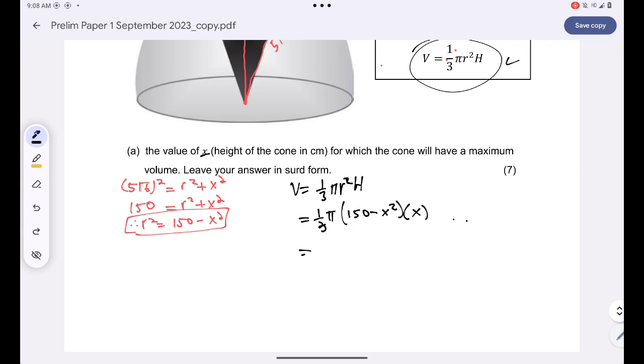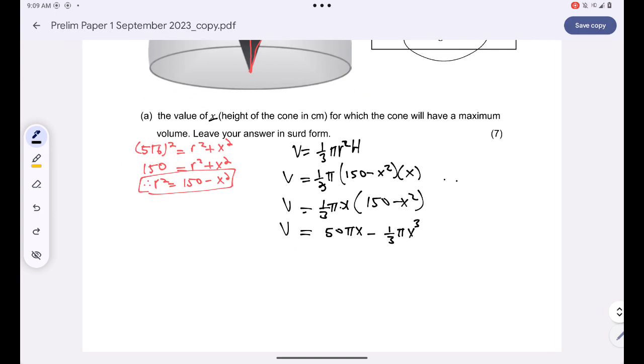Now all I have to do is to simply multiply out the brackets. Before I do that, let me just make it a bit simple. Let's multiply this thing by x first. I'll end up having 1 over 3 pi multiplied by x into 150 minus x squared, and hence the volume will be equal to 50 pi x minus 1 over 3 pi x cubed.